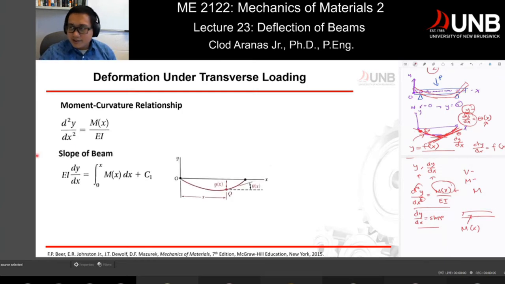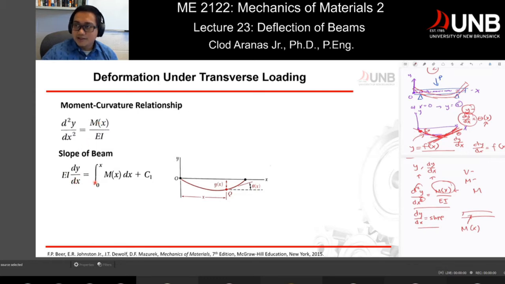So you can see that this is just transposing EI, and E is a material property. It's the elastic modulus of your material. So everything depends on your material, EI. This one is transposed on the left side, and once you transpose it to the left side, you integrate both sides of the equation. So this one becomes just dy over dx.